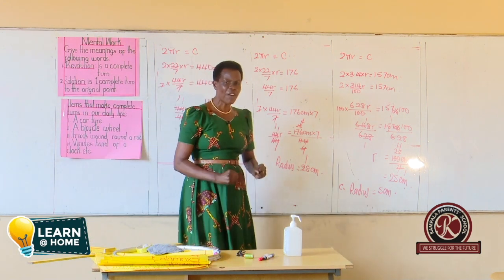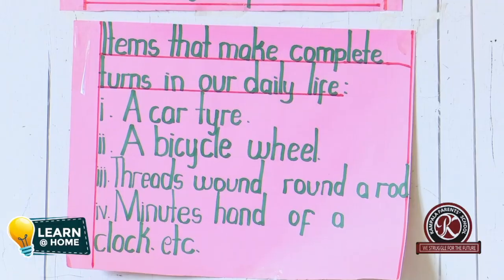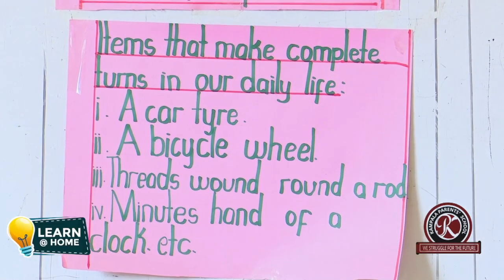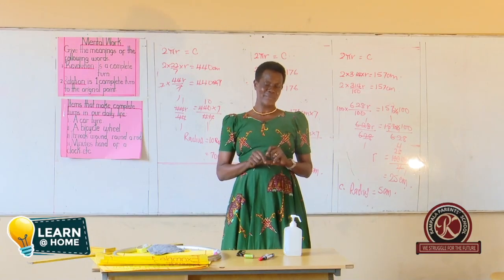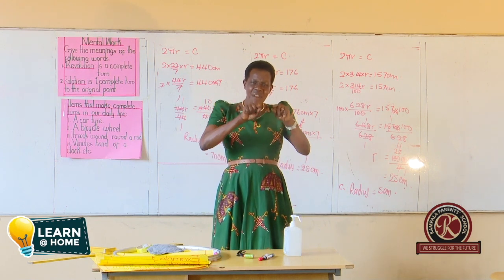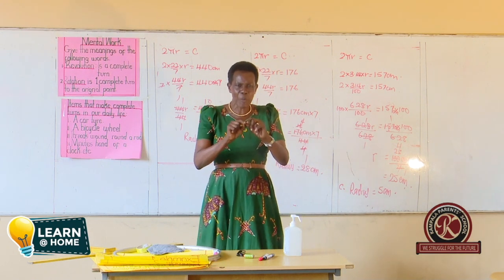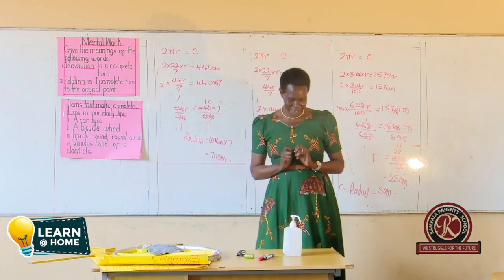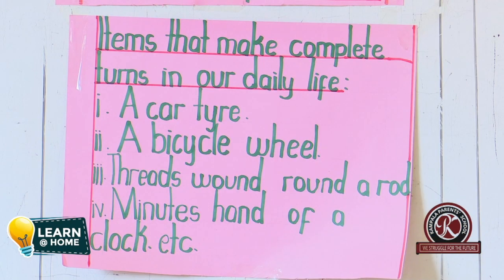So we are talking of turns. These turns are done round circular objects. And the distance round a circular object is the circumference. Is the what? Circumference. So, what are we going to do?